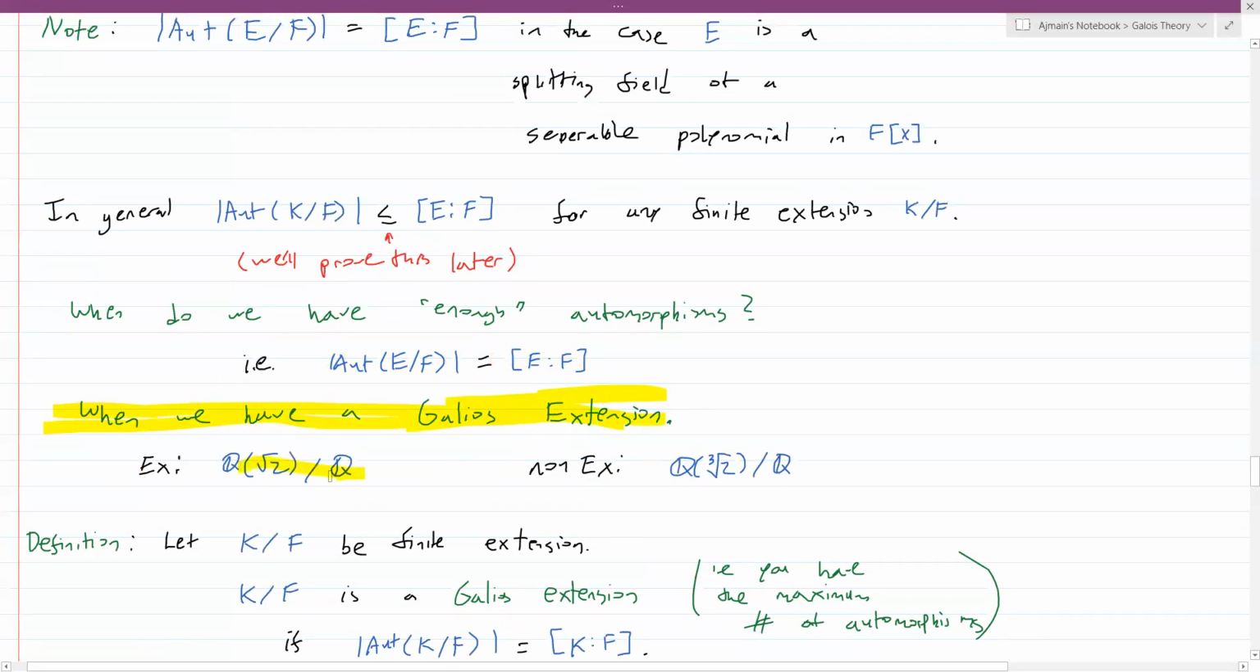So examples of this are Q adjoin the square root of 2 over Q. We have two automorphisms, the identity and the automorphism that takes square root of 2 to minus square root of 2. And notice that 2 is also the degree of this extension. It's a quadratic extension, so it has degree 2. And furthermore, this is a splitting field, right? It's the splitting field of the polynomial x squared minus 2. So we know it's a Galois extension just by the previous statement.